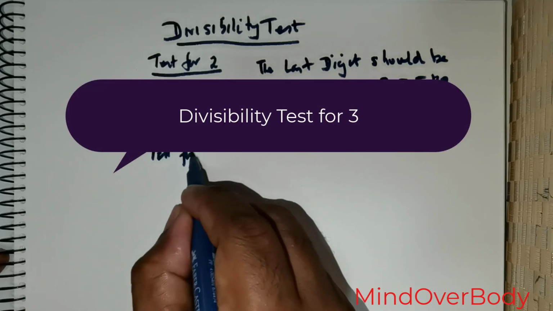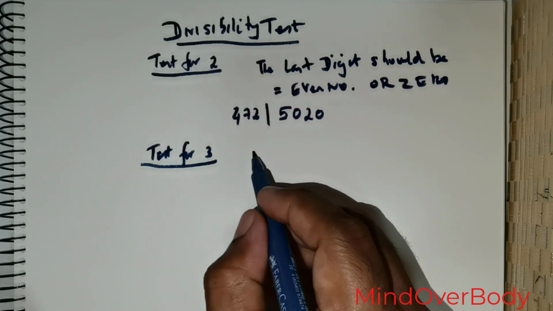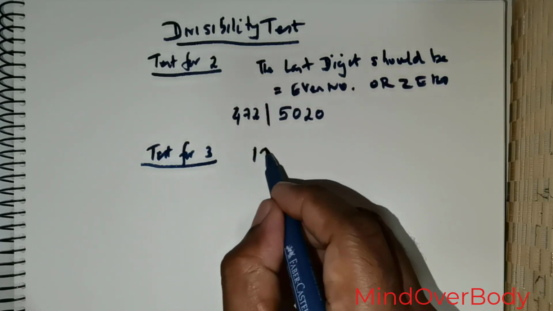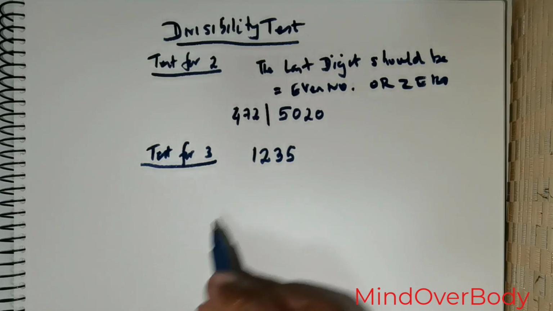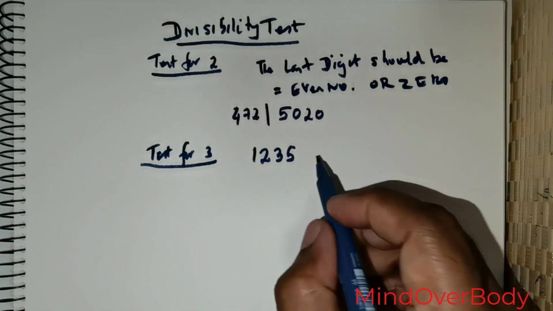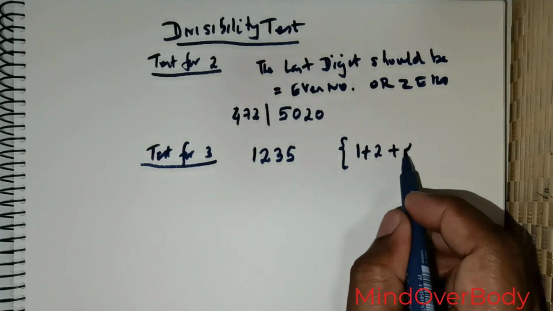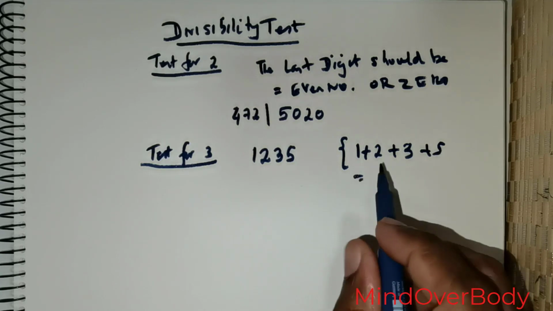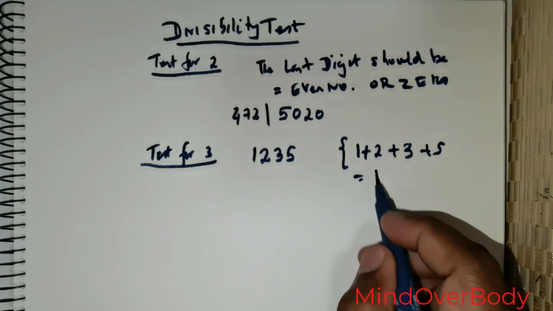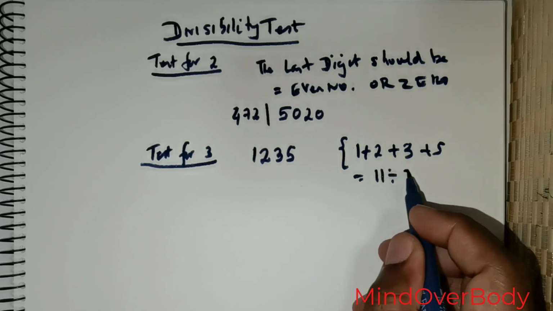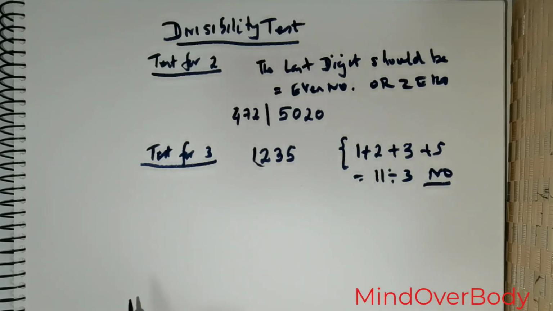Test for 3. When exactly can a number be divisible by 3? Suppose you have a number like 1235, and they want to know if this number is divisible by 3. What you have to do is first add all the digits: 1 plus 2 plus 3 plus 5. What do you get? 3, 3 plus 3 is 6, 6 plus 5 is 11. Now check if 11 is divisible by 3. No, it is not. So this number is not divisible by 3.